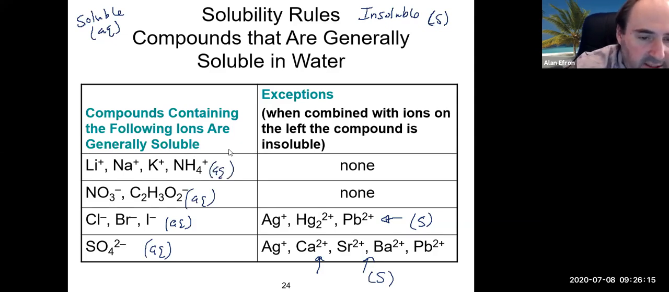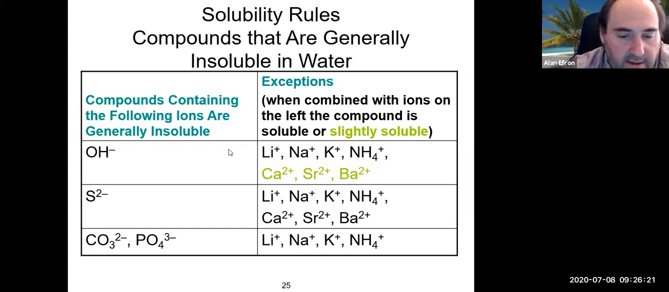Now, there are some things that are typically insoluble. So let's take a look at those here while we finish up this little topic. If you see something with hydroxide in it, it is typically insoluble, which means it should typically have a solid symbol. Except if it's with group 1 on the periodic table or ammonium, then it will be aqueous. So again, the exception is basically the opposite.